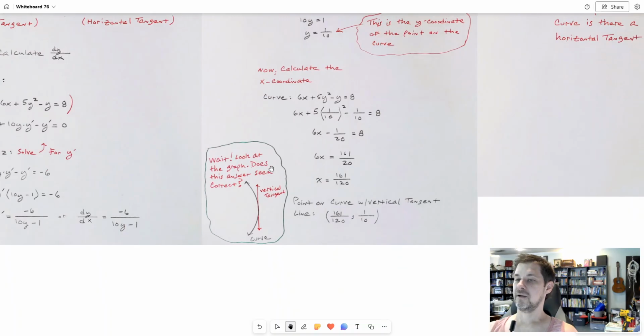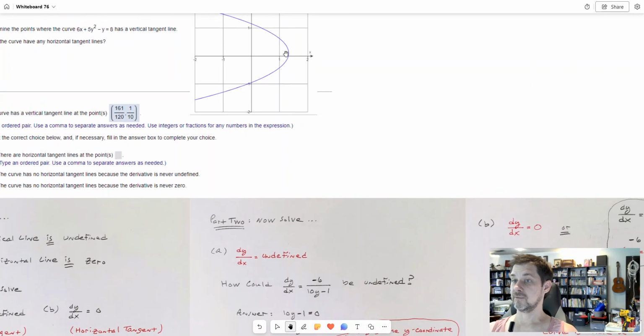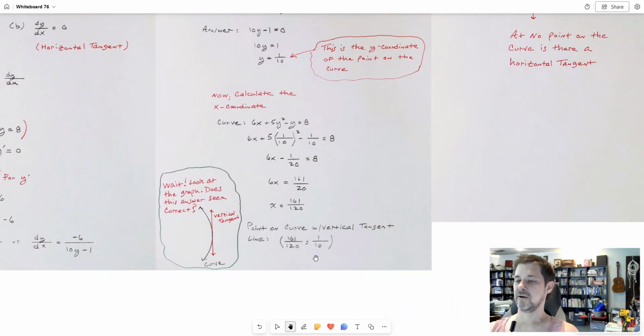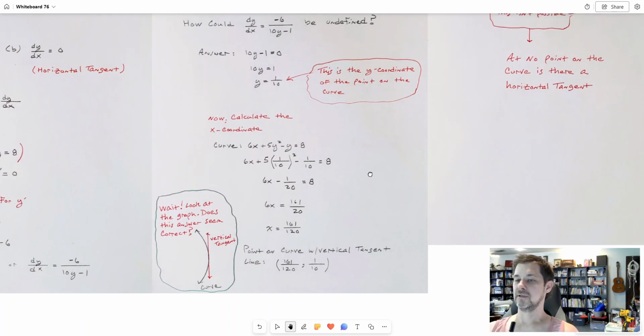So I'll ask you, look at that graph. Does the answer seem correct? 161 over 120, that's a little bit bigger than 1. I think that's reasonable. And 1 over 10 for y, that's a little bit bigger than 0. I think that's reasonable. So if this is the curve and I can see the vertical tangent right there at that vertex point, I can't tell from looking at that picture that it's 161 over 120 and 1 over 10, but that seems realistically correct, and it is correct. I just think it's nice if we can check our answers against other information that we have. I hope that you do that kind of thing too.